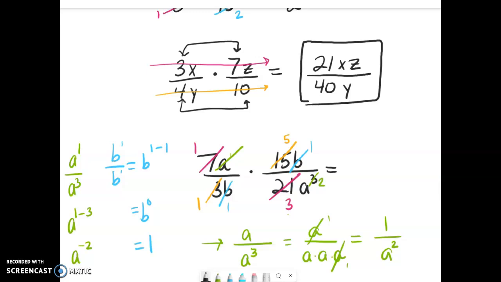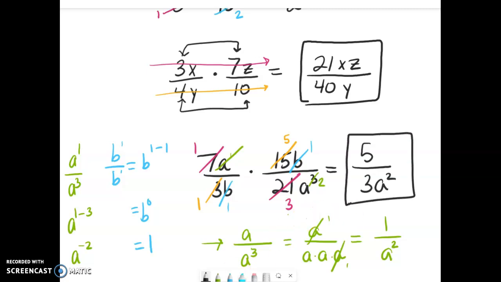And now let's write what's left. Well, we have 1 times 5, that's 5. The variables all canceled out, so just 5 in the numerator. And then I have 1 times 1 times 3, which is 3. And then I have a squared in the denominator. So this would be the simplest form.